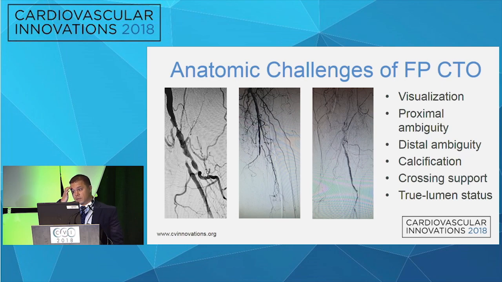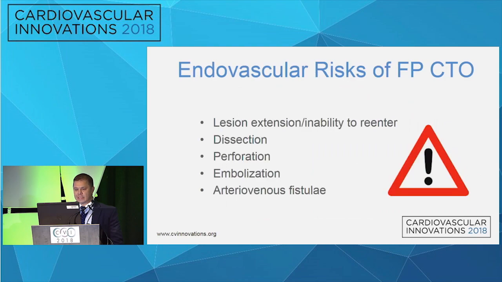Chronic total occlusions include challenges of visualization, both at the proximal cap with ambiguity, as Dr. Banerjee showed in an earlier case today, as well as distal ambiguity, calcification, of course, crossing support, and some interesting implications with the new radial technology, as well as maintaining true lumen status and trying not to extend dissection. And of course, lesion extension and inability to reenter probably is the biggest challenge when we encounter chronic total occlusions, although dissection, perforation, embolization, and creation of AV fistulae can be an important risk as well to consider.